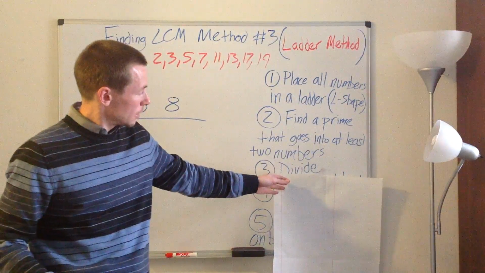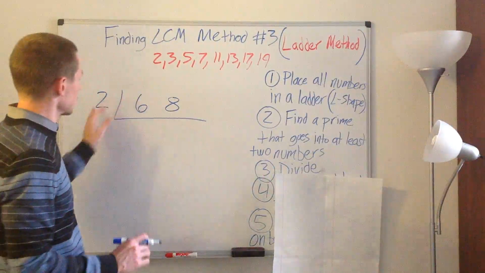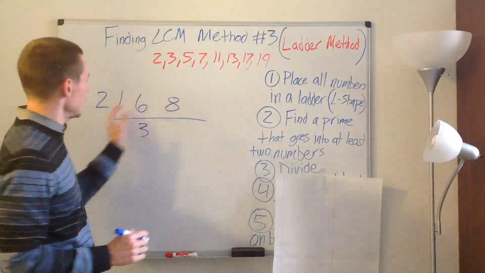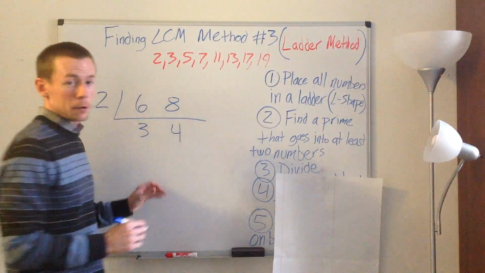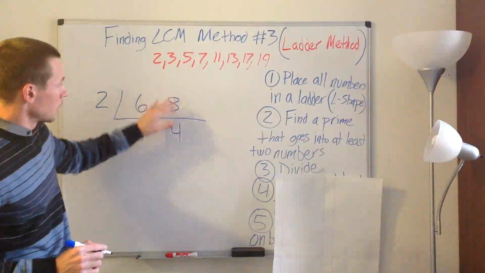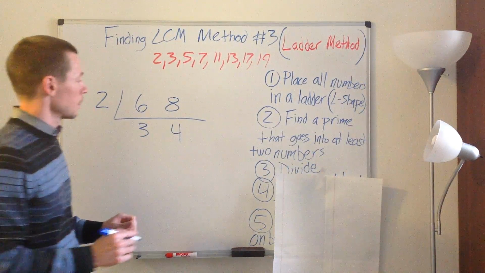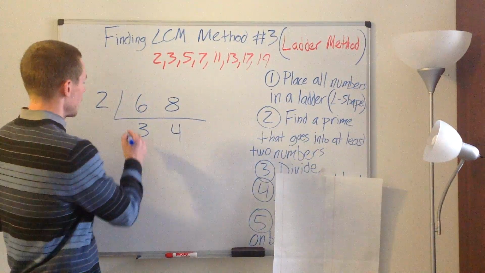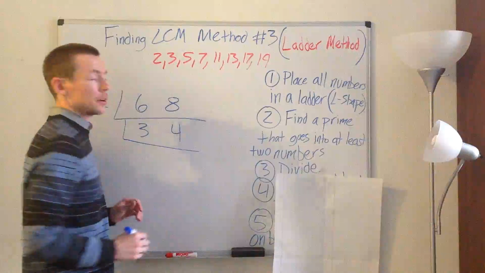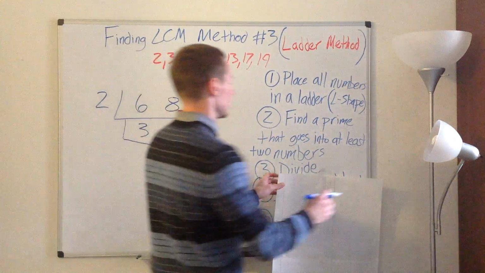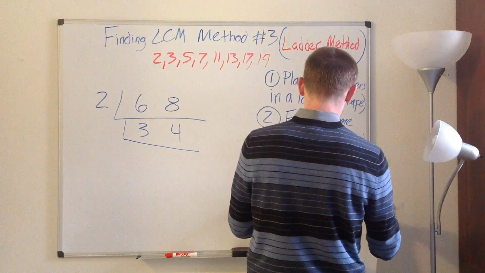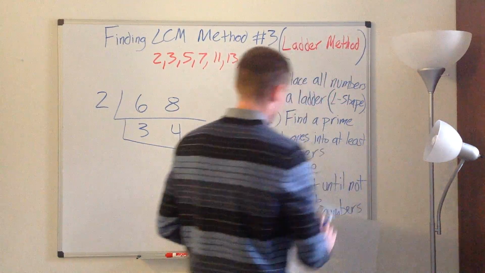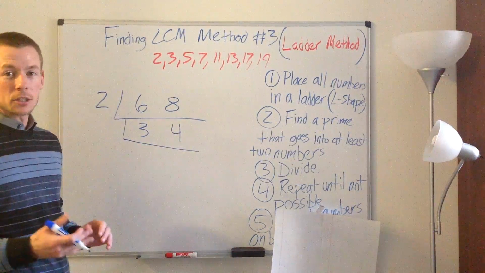Step 3 now is to divide. 6 divided by 2 is 3, and 8 divided by 2 is 4. I'm going to put them underneath the 6 and the 8. Then, and this is where it gets its name, the ladder method, draw another ladder rung and repeat until it's not possible.